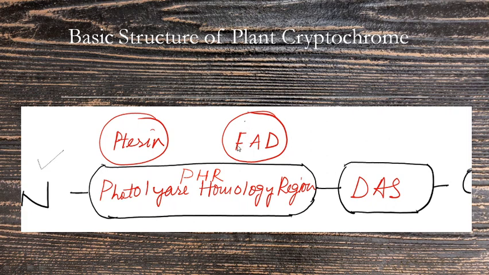Already we discussed FAD, that is the flavin adenine dinucleotide. The pterine, like MTHF, that is the 5,10 methenyl tetrahydrofolate. 5,10 methenyl tetrahydrofolate is actually an example of a pterine.